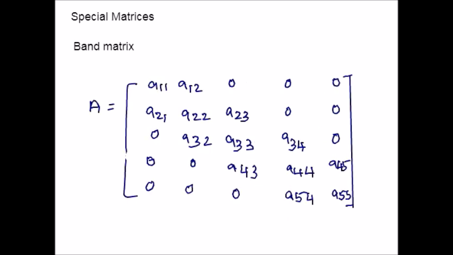Here is the next type, band matrix. A band matrix is a sparse matrix whose non-zero entries are confined to a diagonal band comprising the main diagonal and zero or more diagonals on either side. This is the general form of a band matrix. A matrix is called a band matrix or banded matrix if its bandwidth is reasonably small.